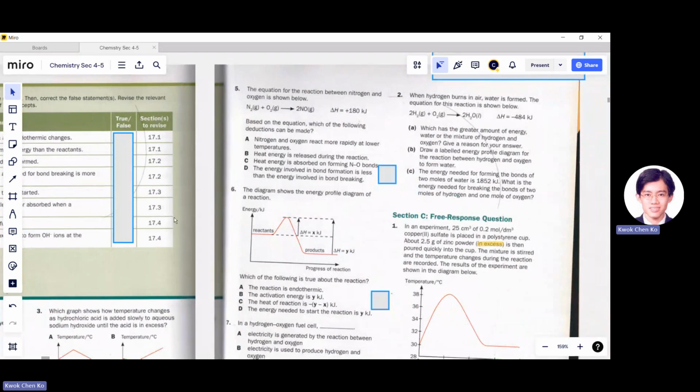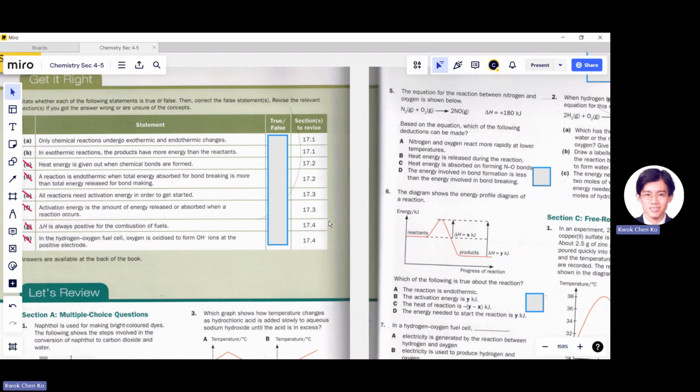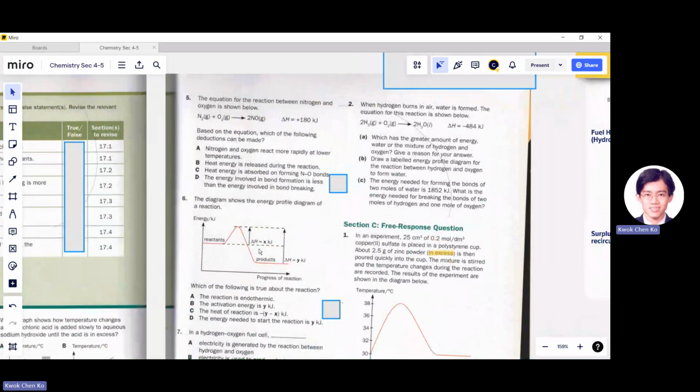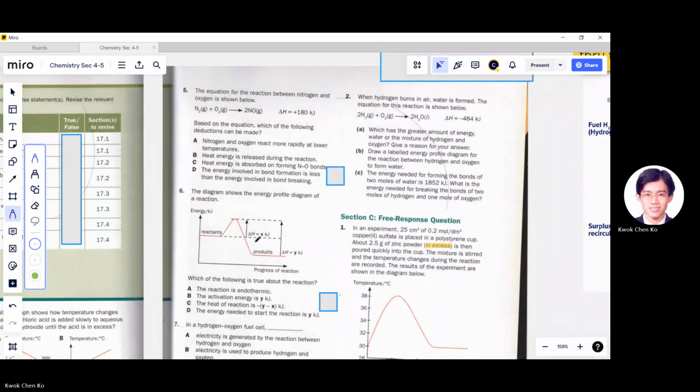In a hydrogen oxygen fuel cell, oxygen is oxidized to form OH minus ions at the positive electrode. No, right? Endothermic. You can strike all these two as well, 5 and 6.